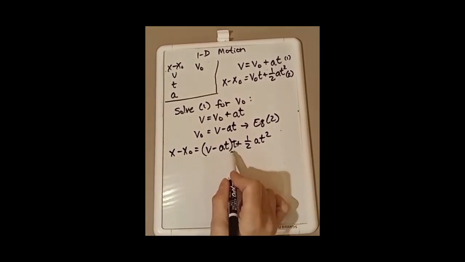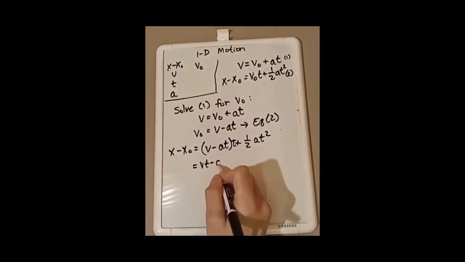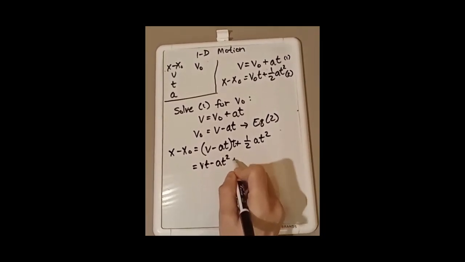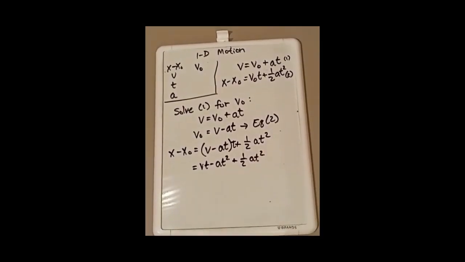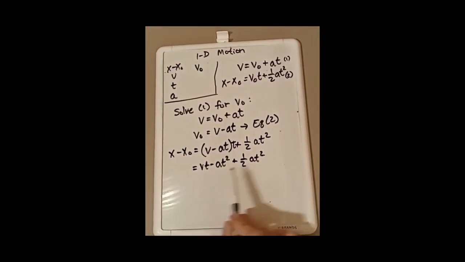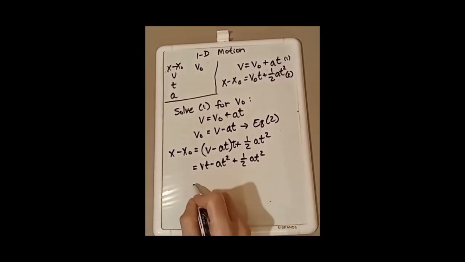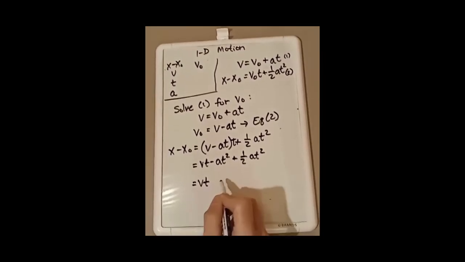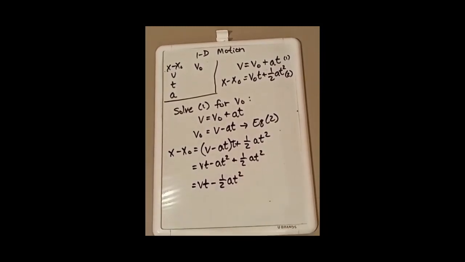So we're going to distribute this t in that first quantity. So we have vt minus at squared plus 1/2 at squared. So again, we have our minus 1 at squared. We have a positive 1/2 at squared. We're going to combine those two, and we get vt minus 1/2 at squared.